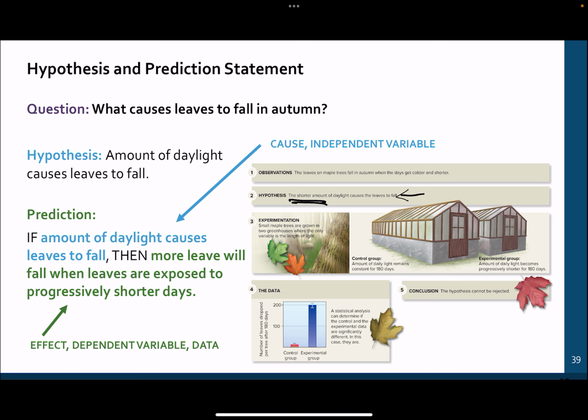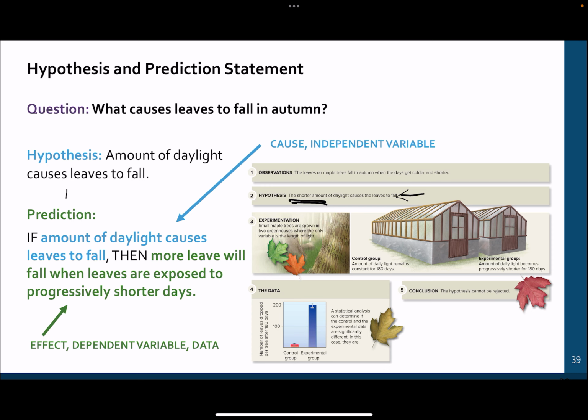So then we write our if-then prediction statement. So if amount of daylight causes leaves to fall, then our data statement. More leaves will fall. We can measure that. That's measurable. When exposed to progressively shorter days. That is our independent variable and our dependent variable.